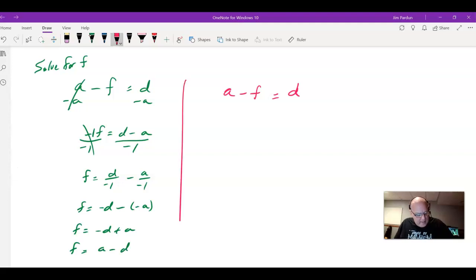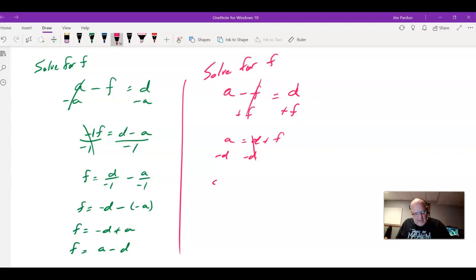Now the second way that we can solve this is some people just like to add the f right away to both sides. Now again, remember, we're solving for f. So in some ways this might make sense to people, but in other ways it won't. But it's not illegal to do this. So I can say d plus f, and now I can simply subtract a d from both sides, and I get a minus d equals f.